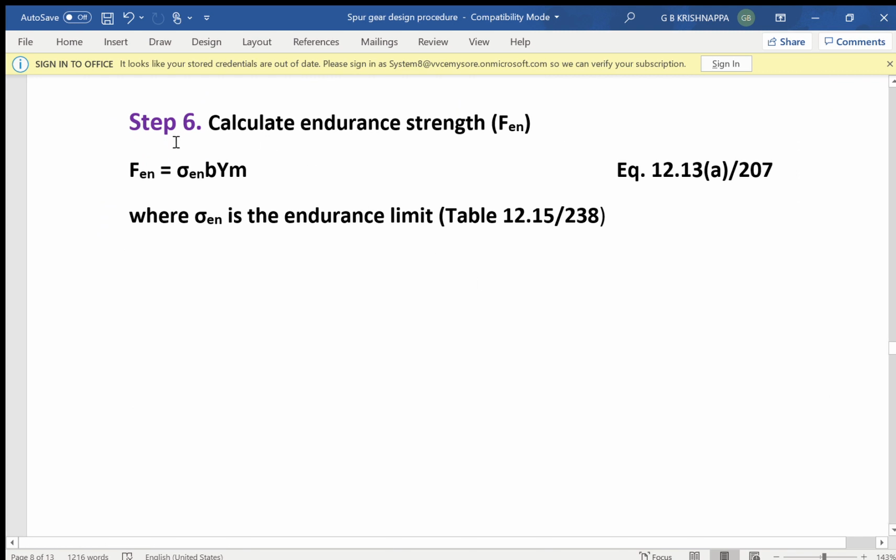Now step 6, calculate endurance strength, that is FEN. FEN is equal to sigma En B Y M. Sigma En is the endurance limit from table 12.15, page 238. B is the face width, capital Y is pi into small y, M is the module, and small y is the Lewis form factor.